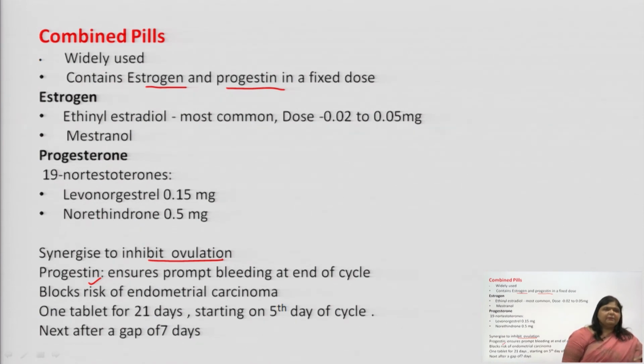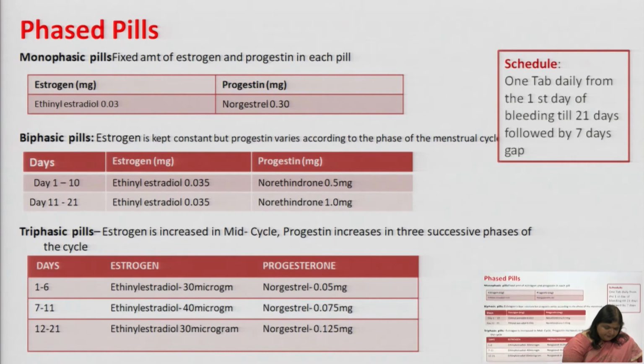And this combined pill is taken as one tablet for 21 days, which starts on the 5th day of the cycle. Then the next dose is taken after a gap of 7 days in which the cycle is taking place. So, this is how the 28-day cycle is maintained.